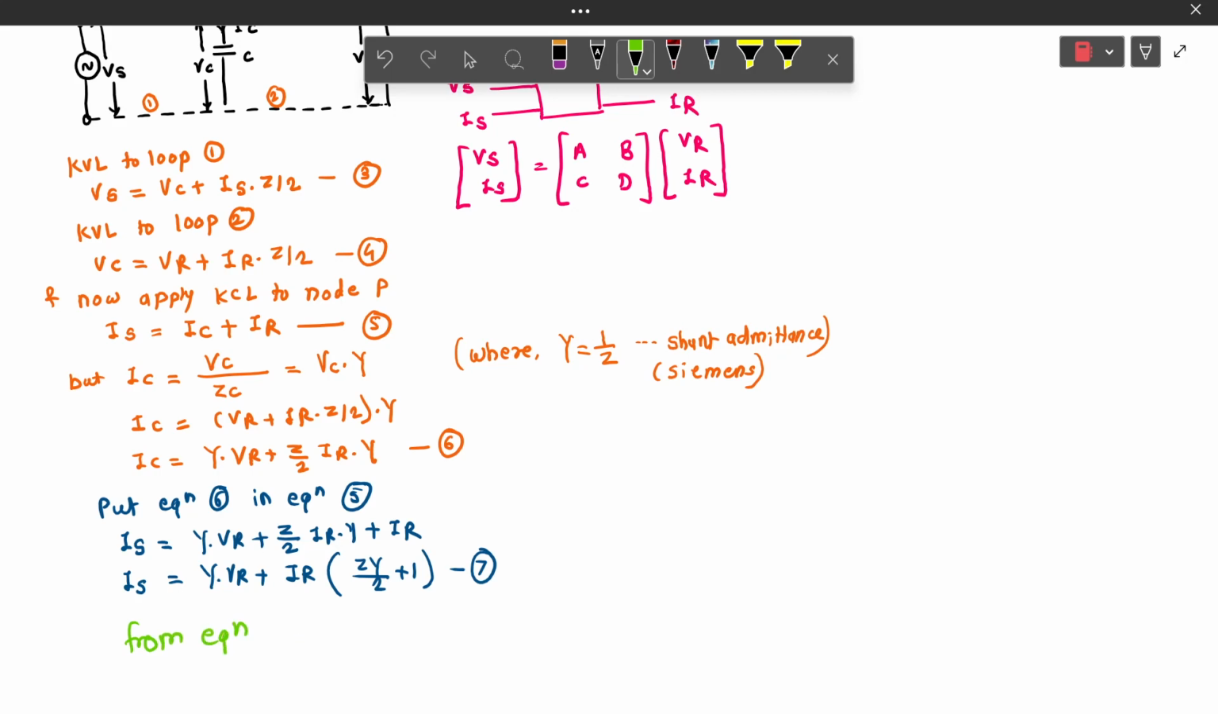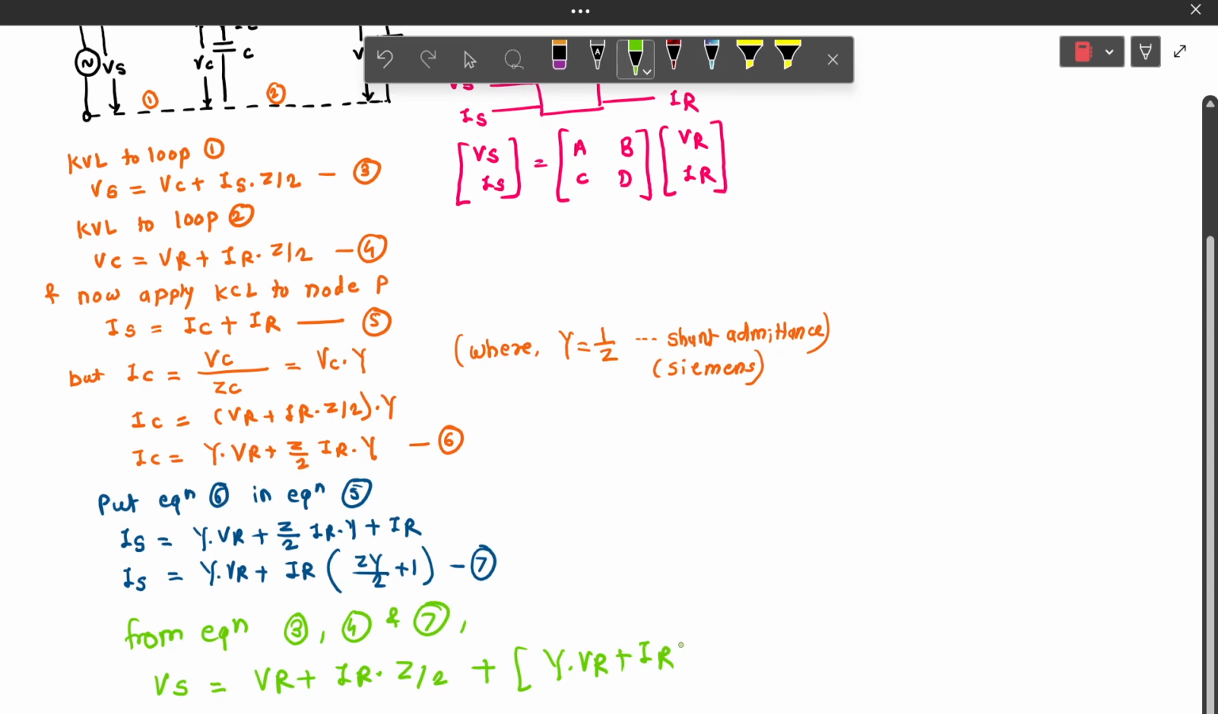From equations 3 and 7, we can put these values in equation number 3 to get the value of Vs. From equations 3, 4 and 7, we get the value of Vs by putting the value of Vc as Vr plus Ir into Z by 2 plus Is. From expression number 7, we can write Is as Y Vr plus Ir. We can put the previous value as Ir plus Z by 2 plus Ir into Z by 2, from equations 3, 4 and 7.